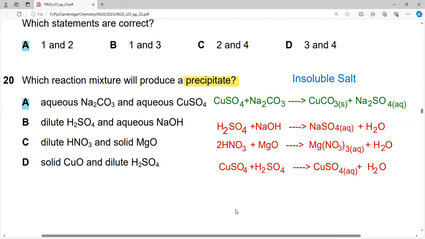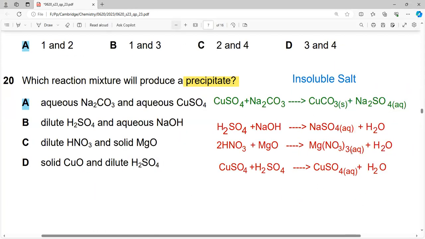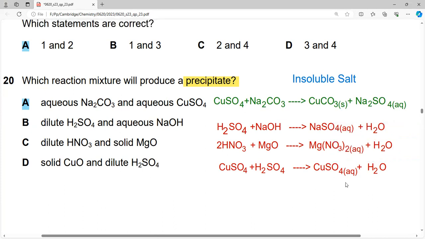What about option B? Sulfuric acid reacts with sodium hydroxide and produces sodium sulfate in water. This sodium sulfate is soluble in water. And nitric acid reacts with magnesium oxide, producing magnesium nitrate, which is also soluble in water. Let me correct one part there: that's producing magnesium sulfate. The D option is also wrong. Why? Because copper oxide reacts with sulfuric acid and produces copper sulfate, which is soluble. So A is our correct option here.